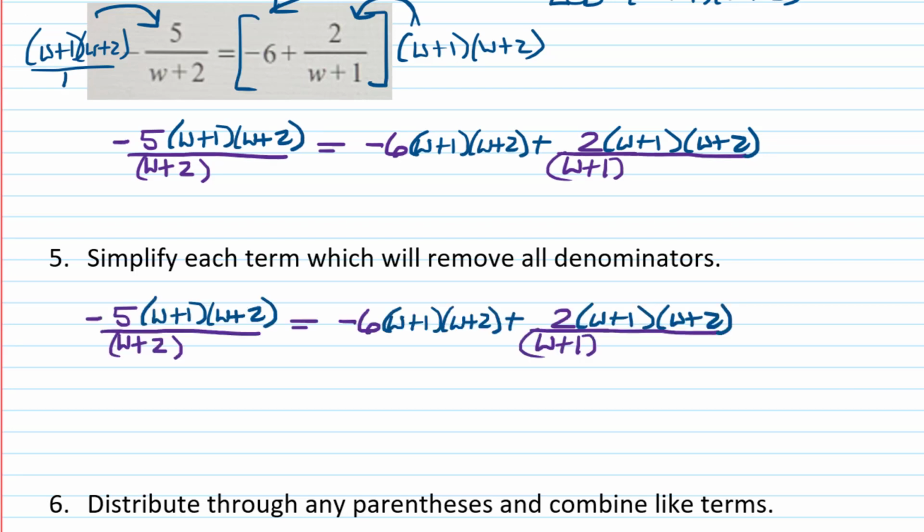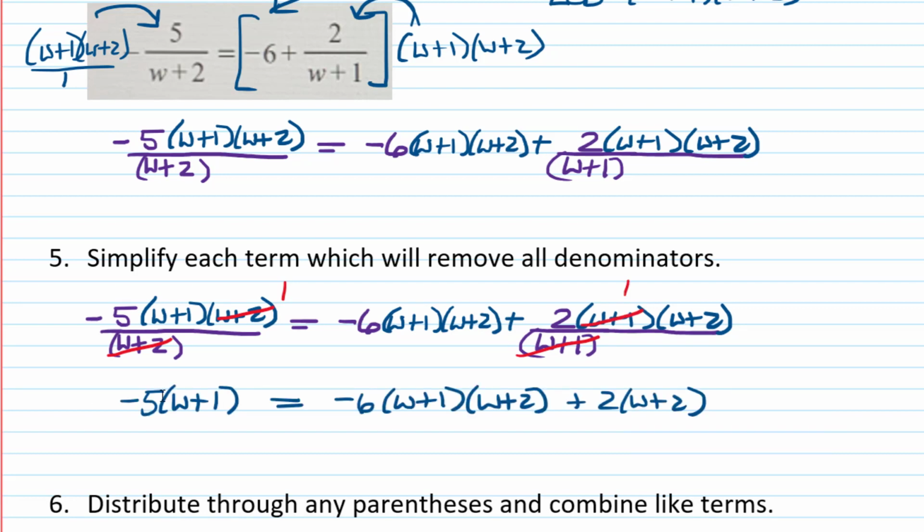On the left side, w plus 2 divided by w plus 2 is just 1. And on the right side, w plus 1 divided by w plus 1 is just 1. So we're left with negative 5 times w plus 1 equals negative 6 times w plus 1 times w plus 2 plus 2 times w plus 2.